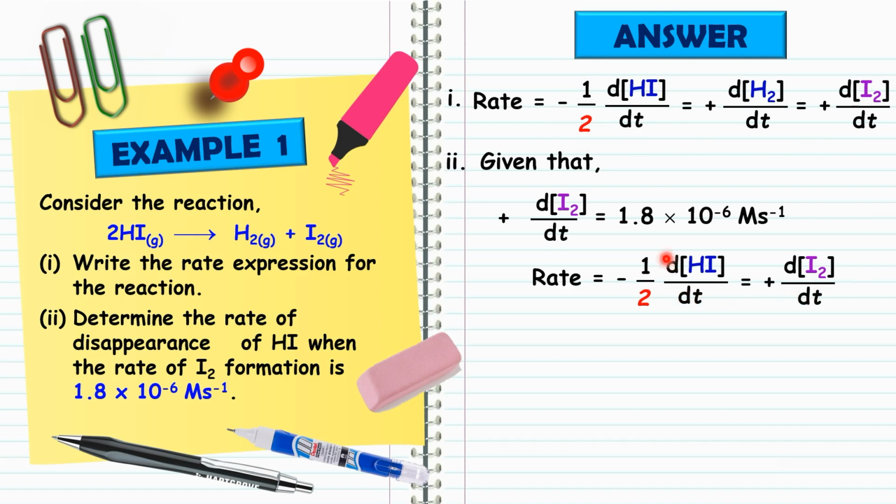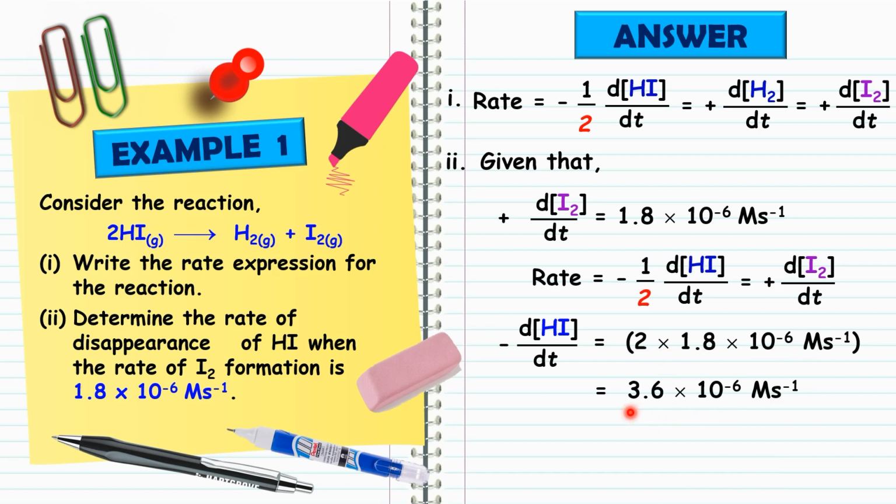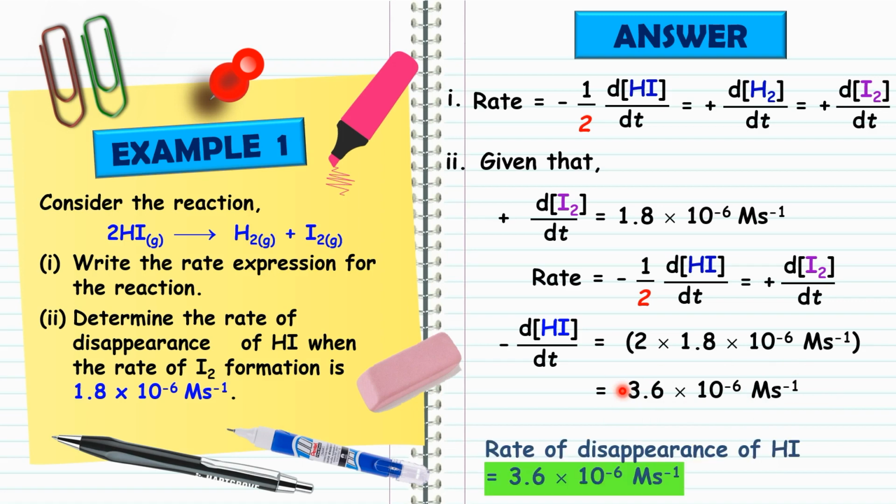Substitute the values. However, the rate of disappearance of HI refers to d concentration of HI over dt without the 1/2, so you have to bring the 1/2 to the other side. The negative sign remains on the left side. The 1/2 goes to the other side and becomes 2 times 1.8 times 10 to the power of negative 6 molar per second. This is the value of the rate of disappearance of HI with the unit. And remember, rate is always a positive value.